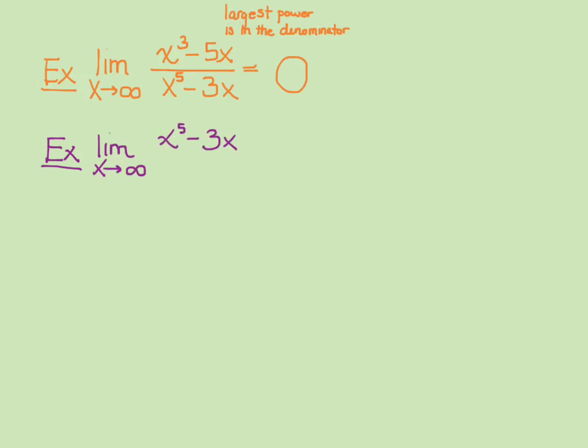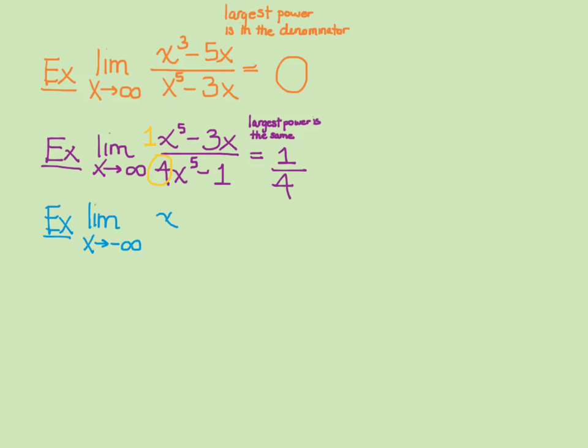Let's look at the limit as x goes to infinity of x to the fifth minus 3x over 4x to the fifth minus 1. Here, the largest power of x is the same in the numerator and the denominator. So we're going to take the leading coefficients. Notice the leading coefficient in the numerator is a 1, and the leading coefficient in the denominator is a 4. So the answer is 1/4.